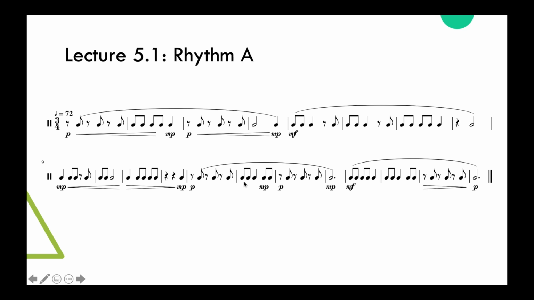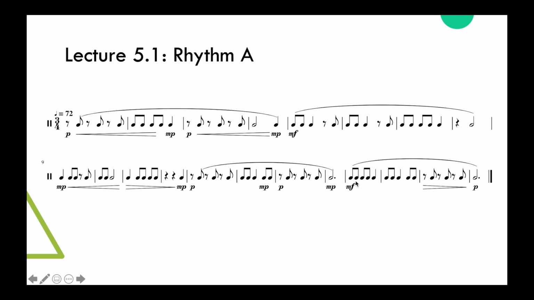Next measure. First 2 beats, we have 2 8th notes plus a quarter note. The 3rd beat is 2 8th notes. Next measure. First 2 beats, 8th rest 8th note, 8th rest 8th note, and the 3rd beat is also 8th rest 8th note. And this measure is all 1 dotted half note.